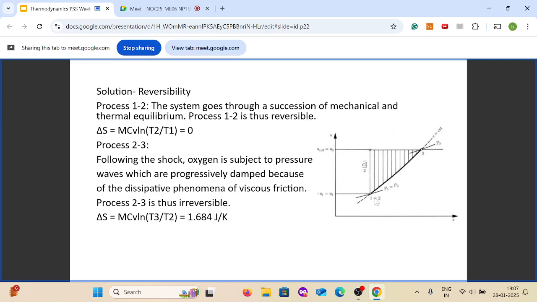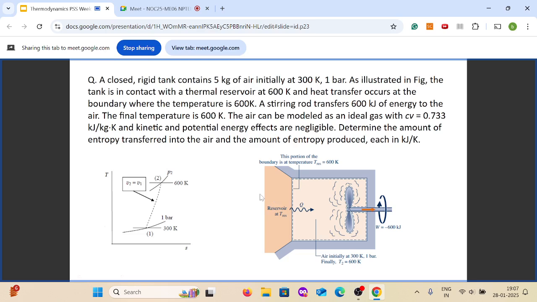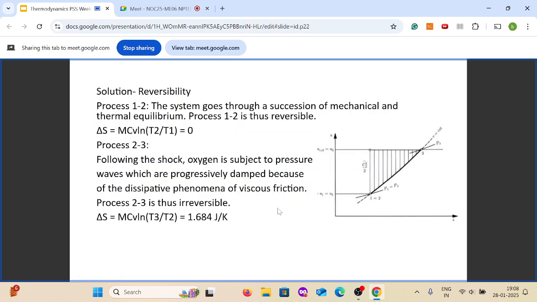Initially from 1 to 2 the entropy change is 0, then from 2 to 3 your entropy changes by m cv ln(T3/T2), which comes out to be 1.684 joule per Kelvin. This says that your entropy is increasing and the principle of increasing entropy is true, and this is not a reversible process, which makes sense.